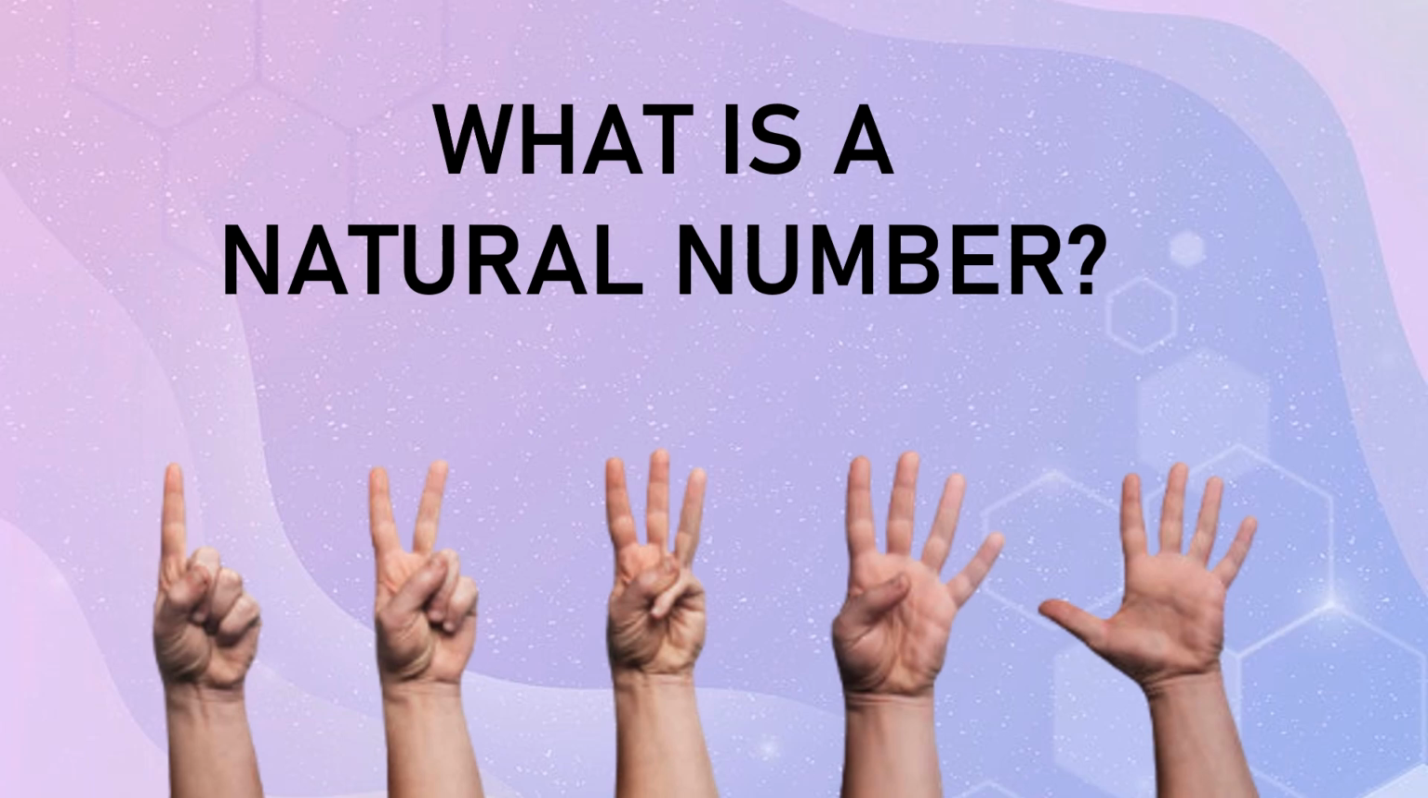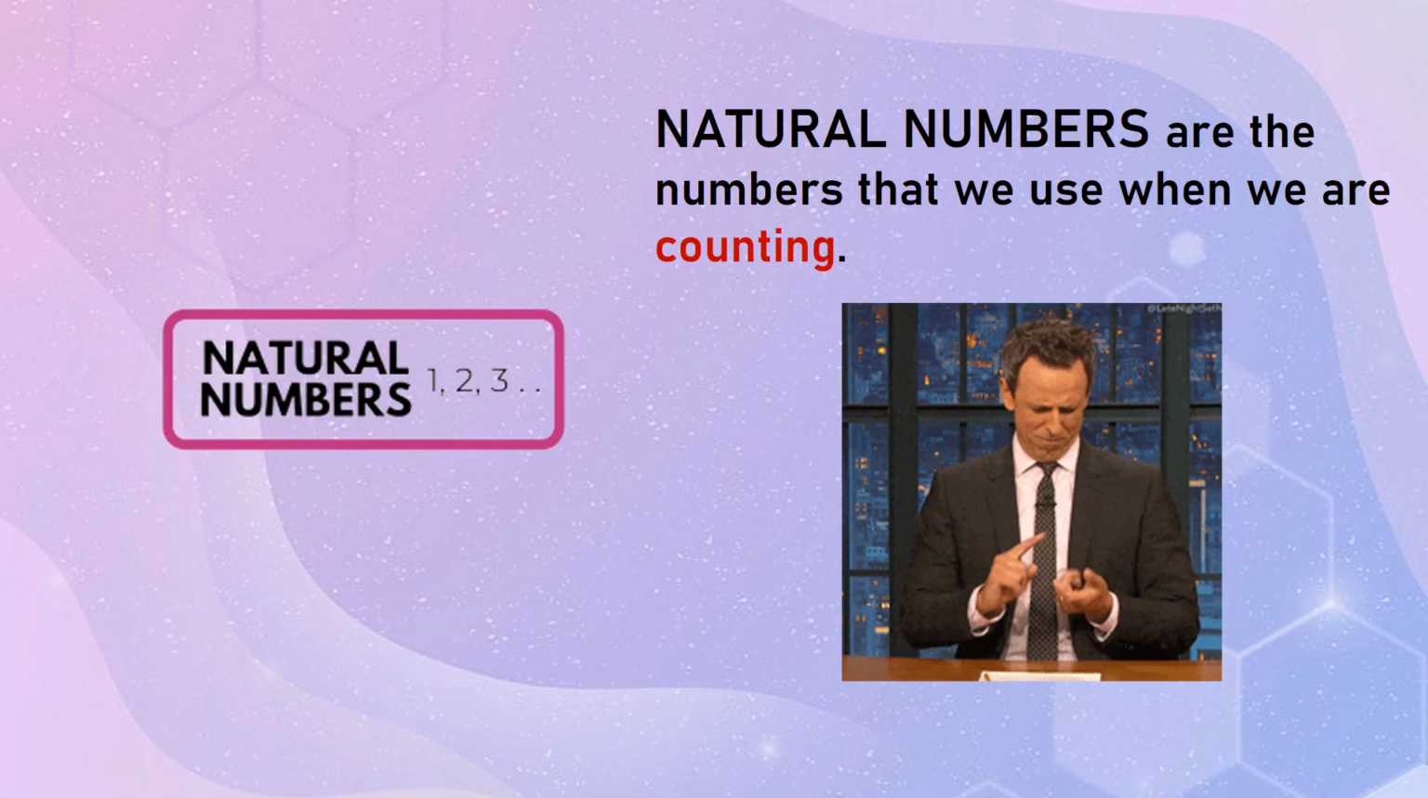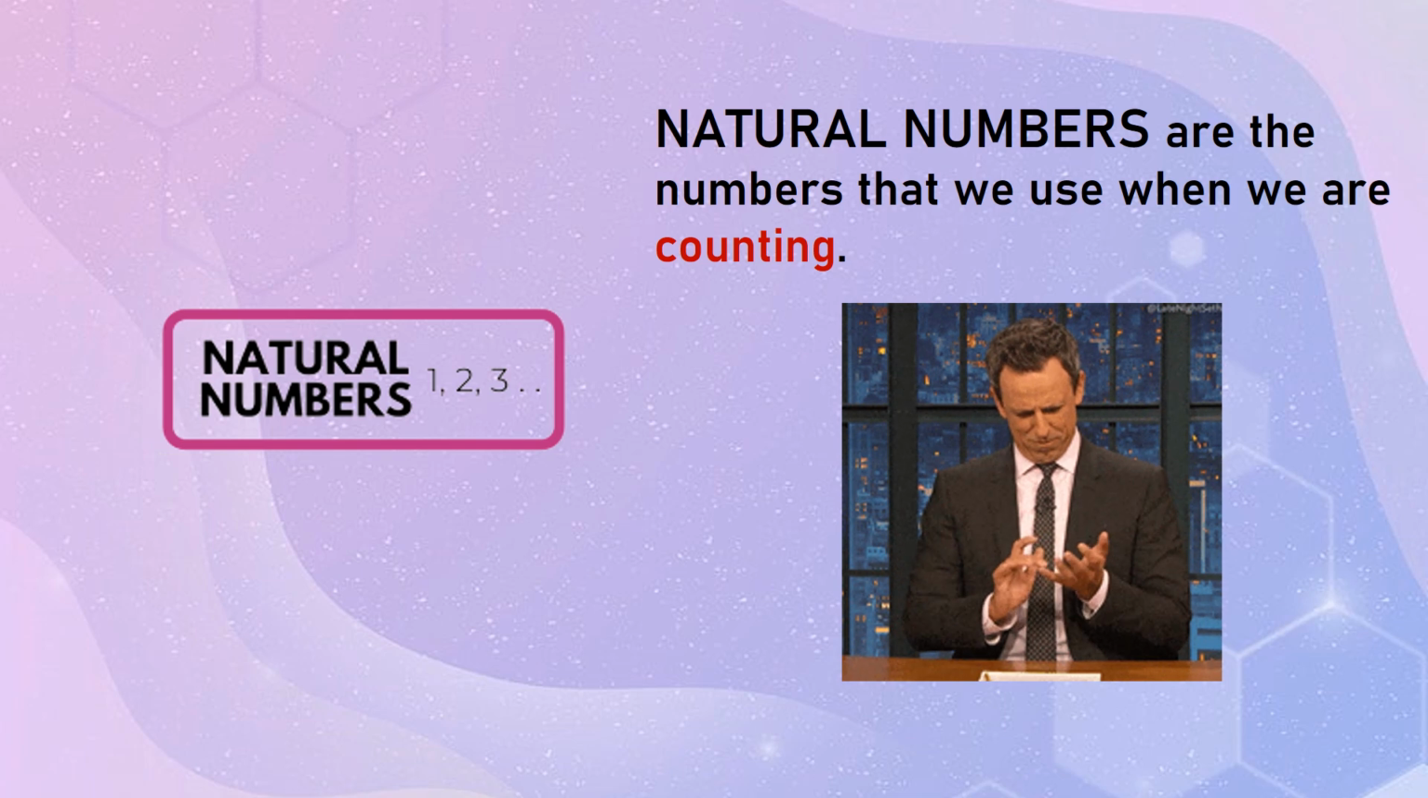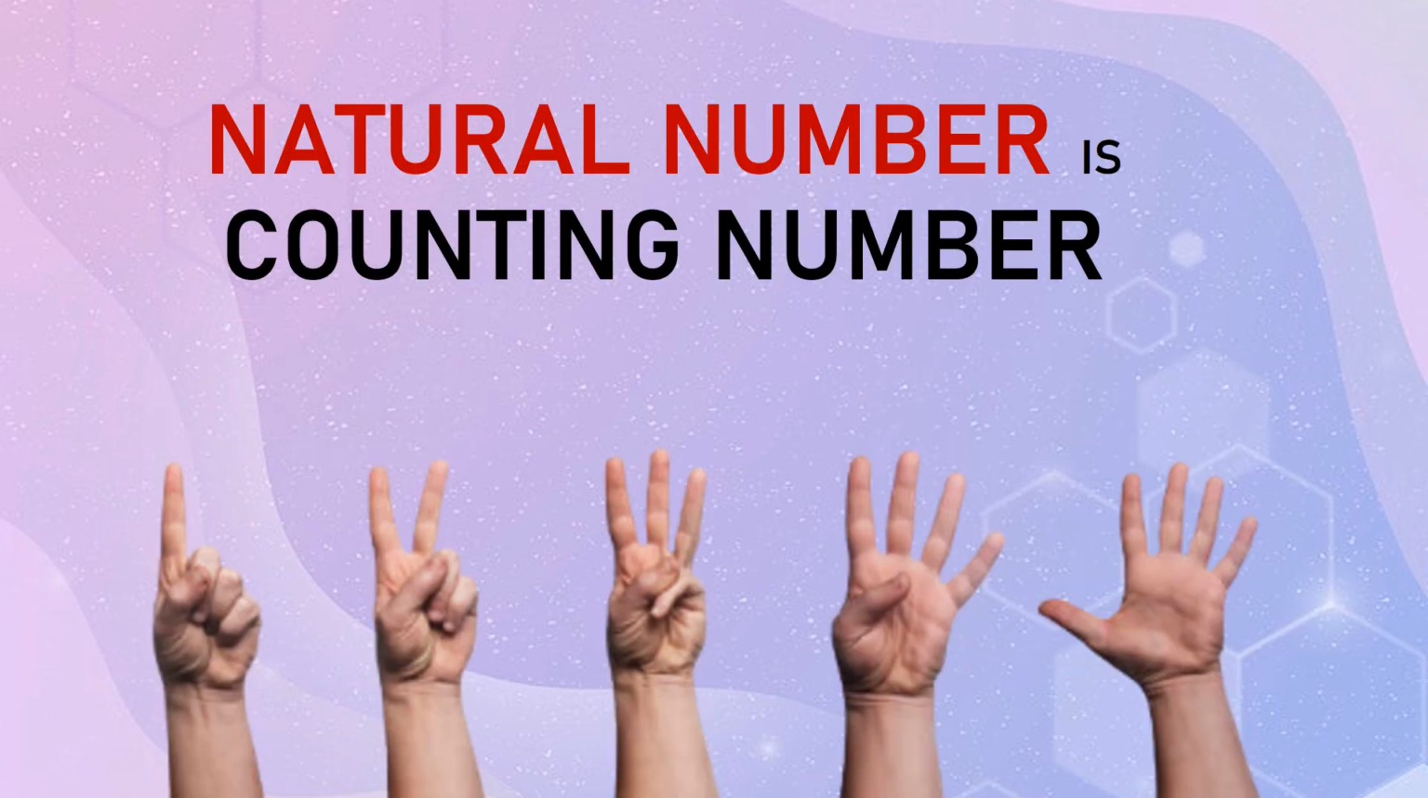Today we're going to learn what is a natural number. Natural numbers are the numbers that we use when we're counting. So look at the picture right now. How do you usually count? You count with your fingers, right? Which always start with 1, 2, 3, 4, and so on and so on. In this case, we can easily say natural numbers are just like counting numbers.